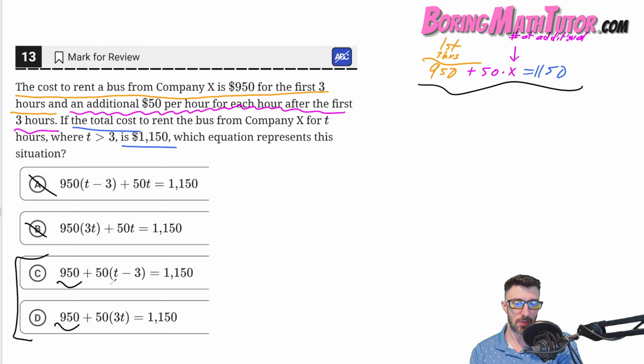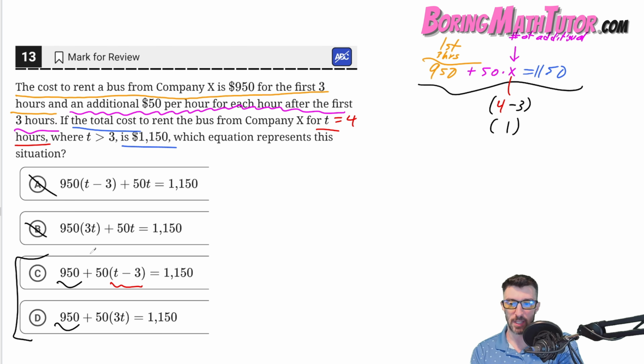But if you think about how many additional hours there will be, if you're renting it for T hours, then there's going to be T minus 3. Think about an example. Imagine if T was equal to 4, then how many additional hours would there be? Well, it would only be 4 minus 3. It wouldn't actually be 4 additional hours. It would only be 1 additional hour.